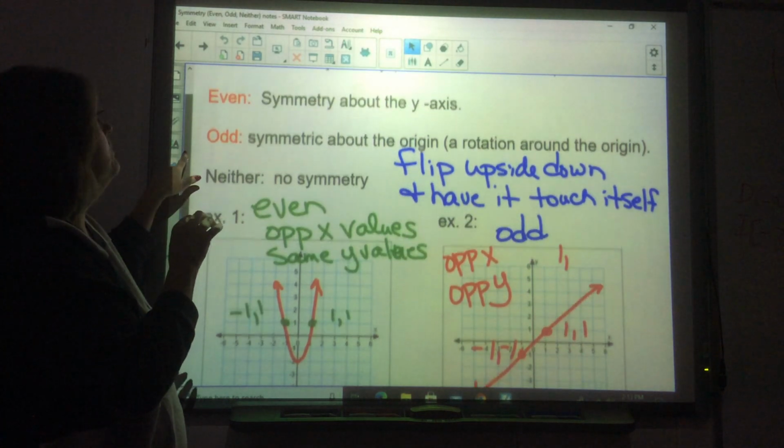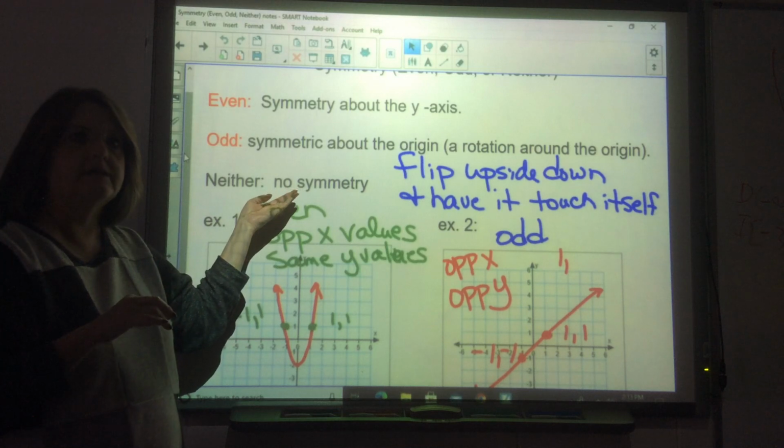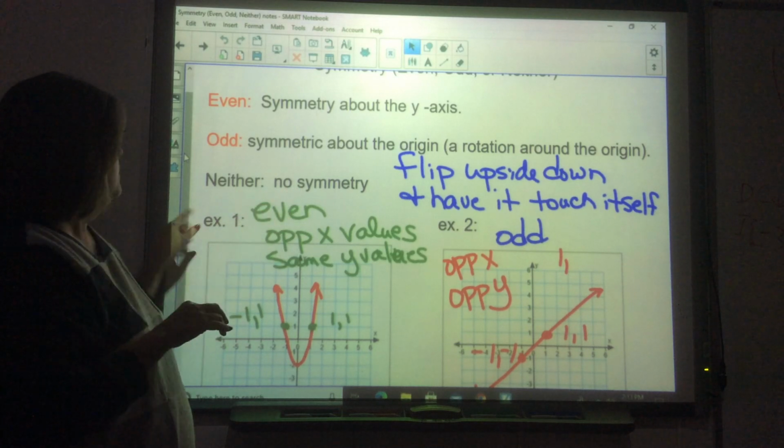If I have neither of those things occur, then we say that this function does not have any symmetry. And we say neither or no symmetry.